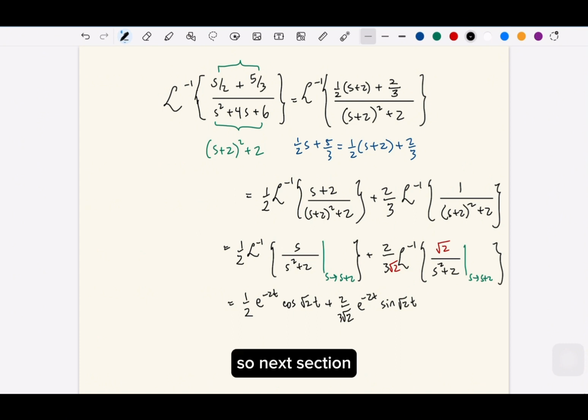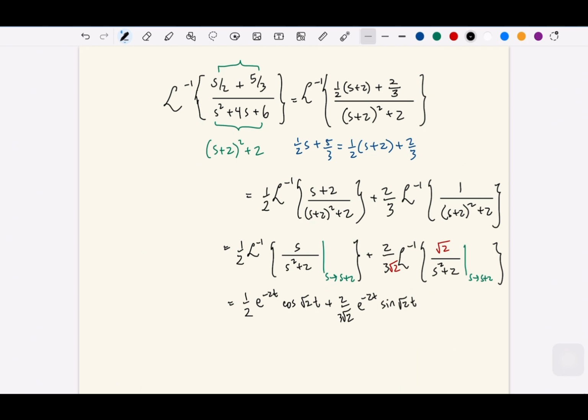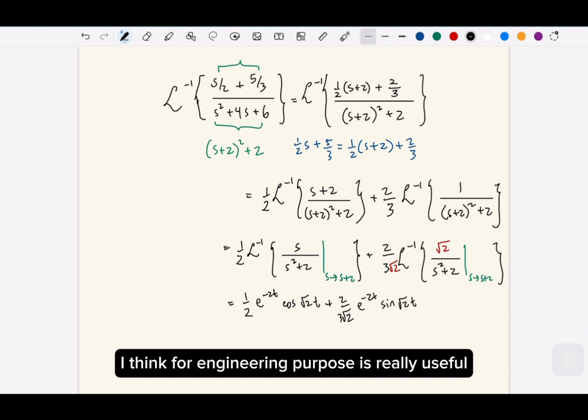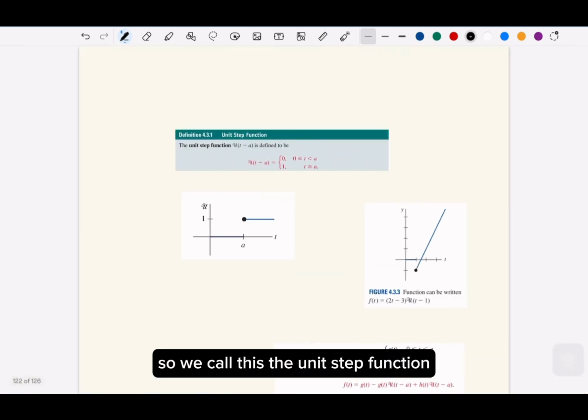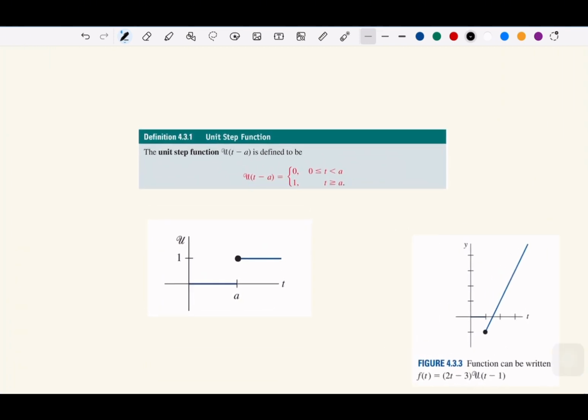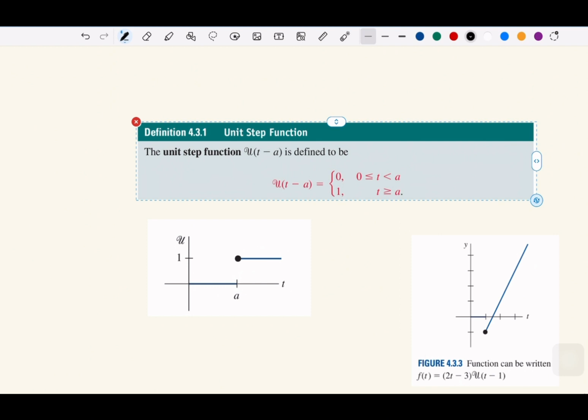So next section, we are going to move to the unit step function. Okay, unit step function is another function that, I think for engineering purposes, is really useful, especially if it is related to power or electrical. So we call this the unit step function, or we call this a Heaviside function.